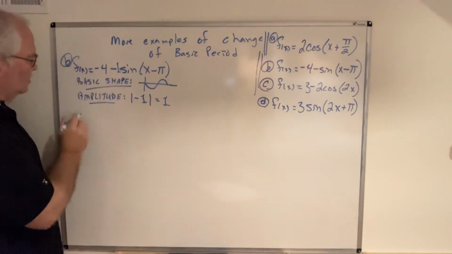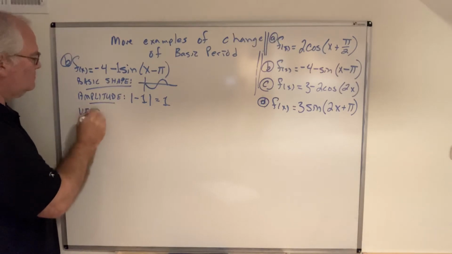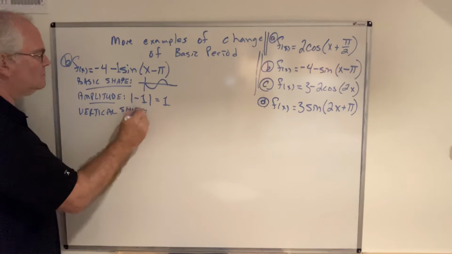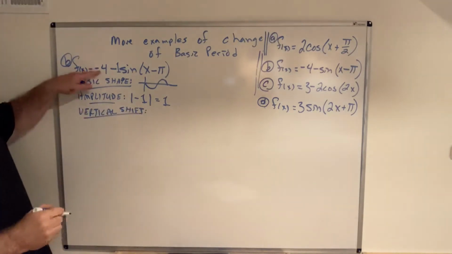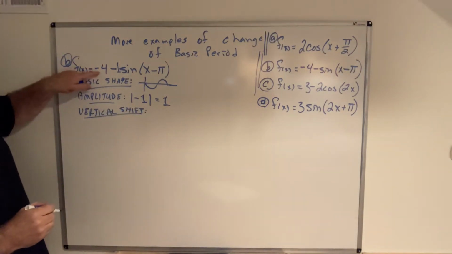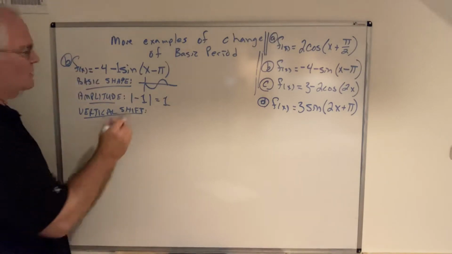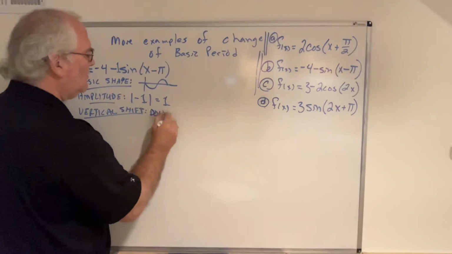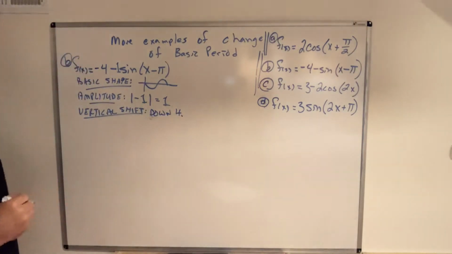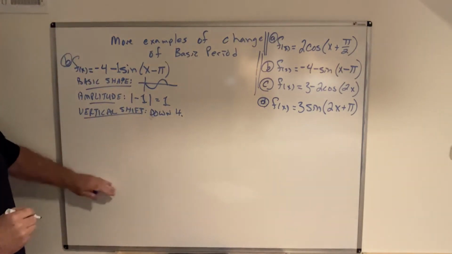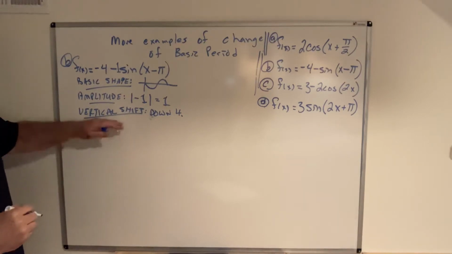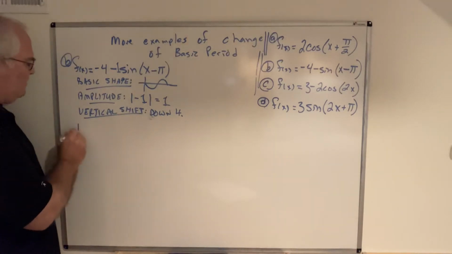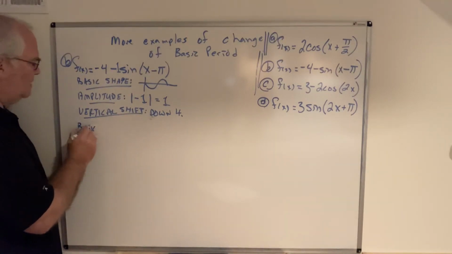There actually is a vertical shift. The vertical shift is down 4 because we're adding a -4. Right, so we're going to shift down. I'll actually write the word down. Right? So the axis of the graph has been shifted down 4 units. The axis of the graph, everything in the picture is shifted down 4 units. And then we have the basic interval.